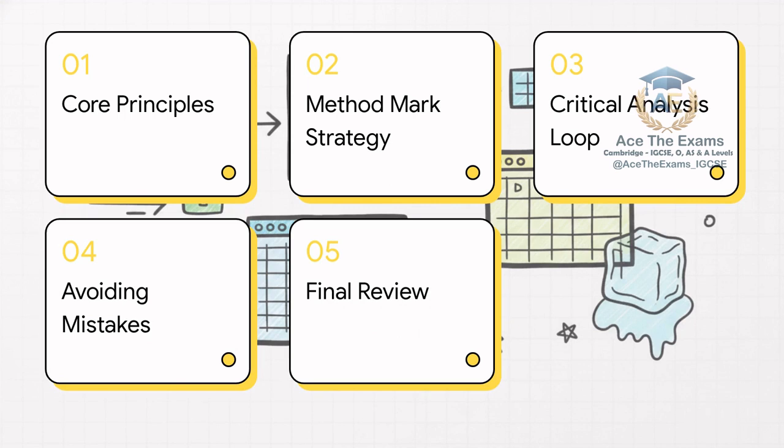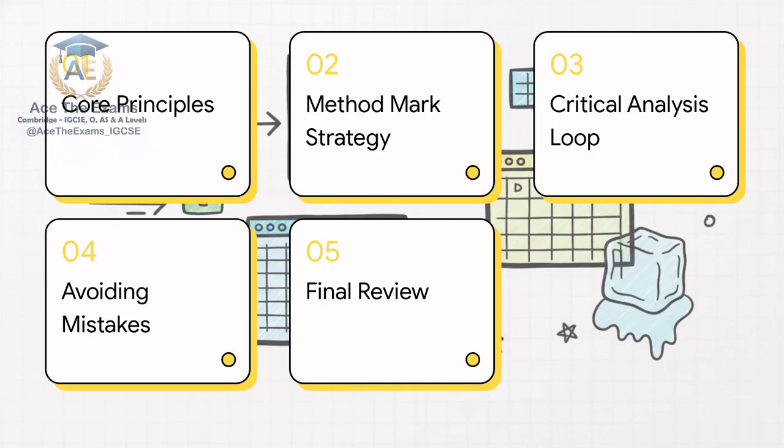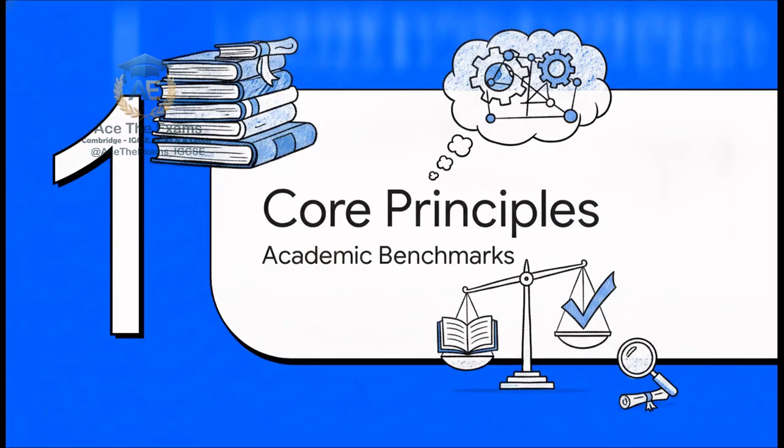So, to really demystify this whole thing, we're going to follow a clear roadmap today. First up, we'll cover the core theoretical principles. Second, we'll break down the method mark strategy. Third, we're going to look into critical analysis. And finally, we will reveal the top 3 examiner alerts so you can avoid losing those easy points. Let's get to it.